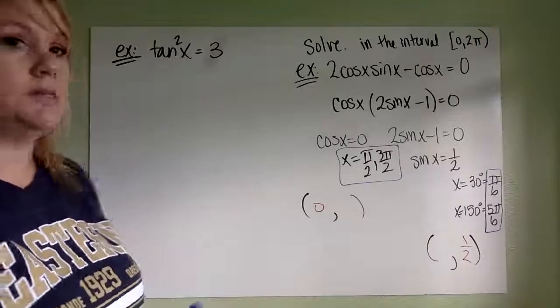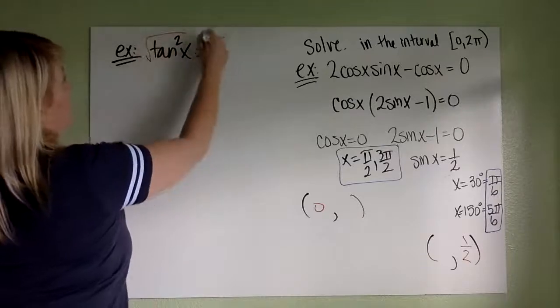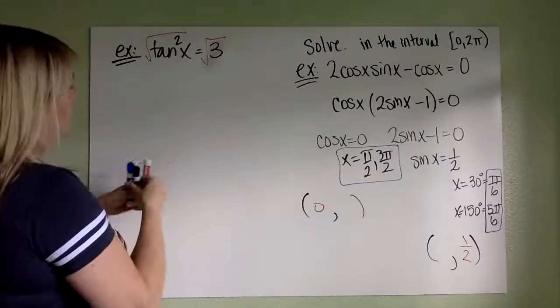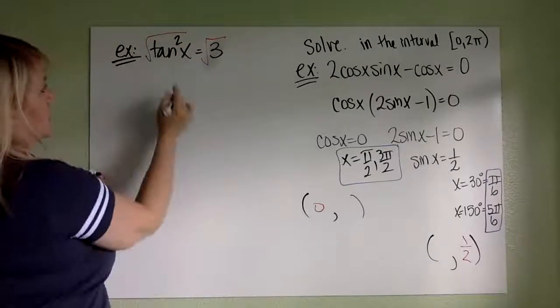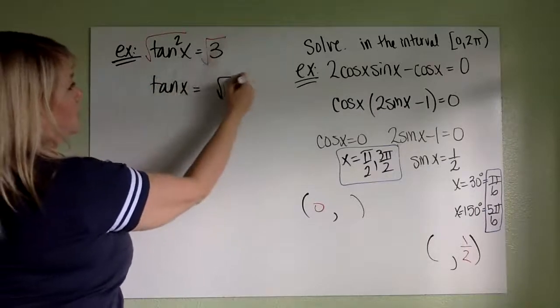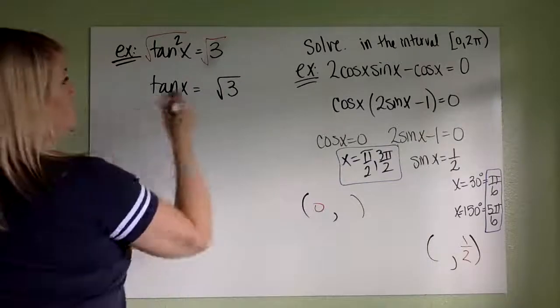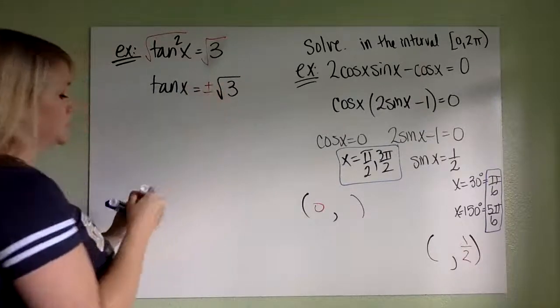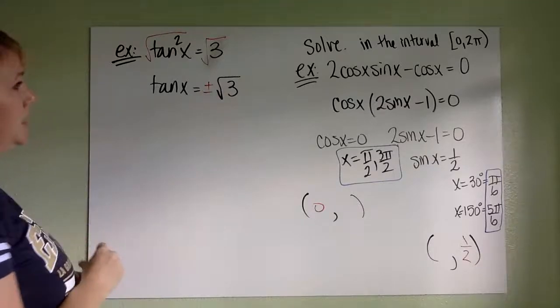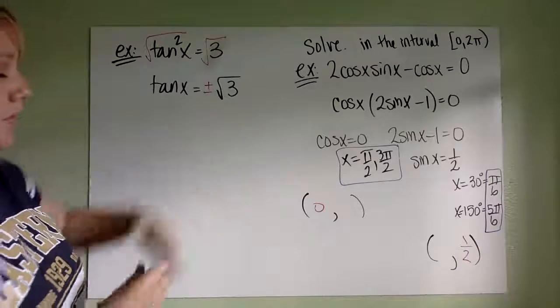Since it's the tangent of x squared, I can take the square root of both sides. On the left side, the square root and the square cancel, and I'm left with the tangent. On the right side, I have the square root of 3. What I have to make sure of when I put a square root into an equation is that along with it, I put a plus or minus. So now I'm looking for where the tangent is equal to plus or minus the square root of 3.